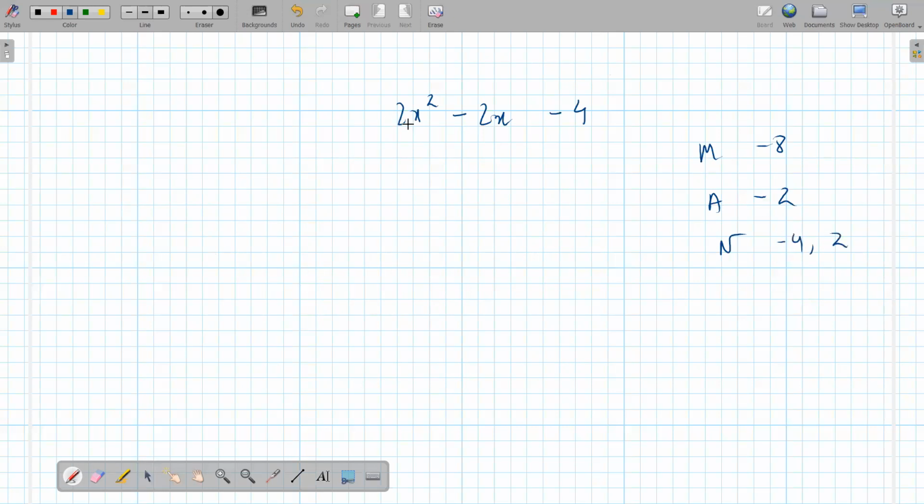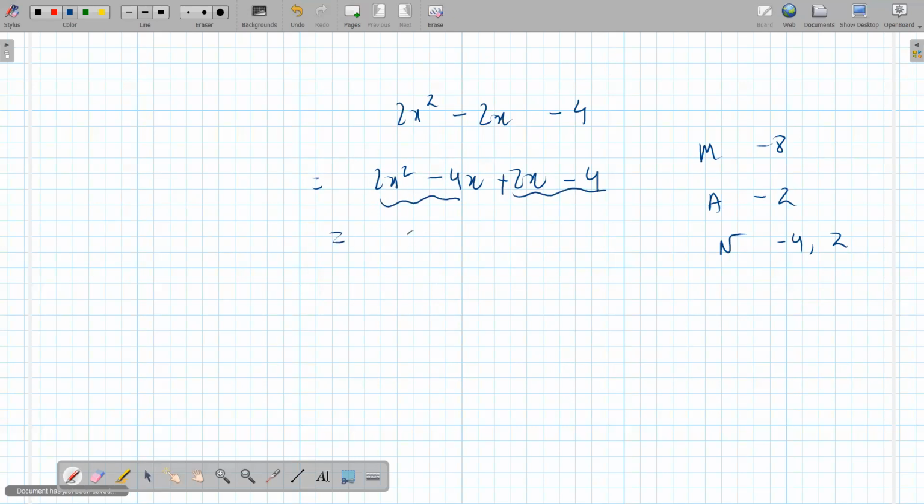Now notice the a value is not 1, right? It's 2. But we're going to do the same thing here. We're going to replace the -2x with -4 and 2. Yeah, -4x plus 2x. And now again, we're going to factor by grouping, two things at a time.